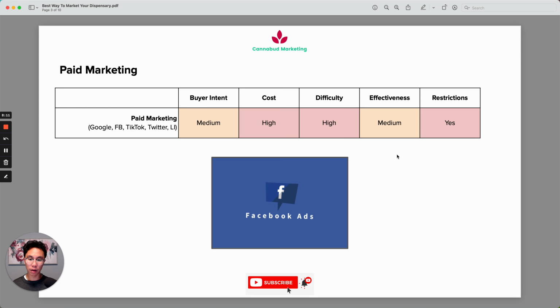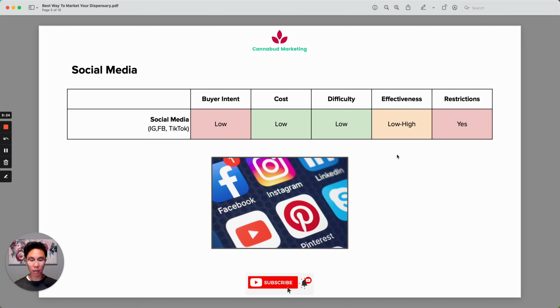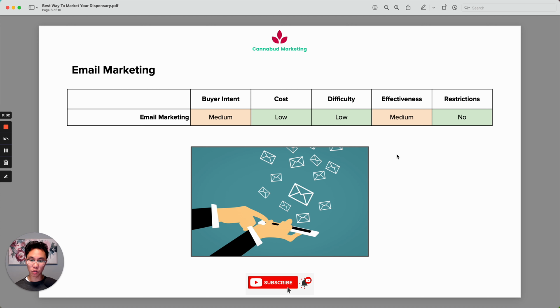The original reason for this evaluation matrix was, how do we allocate our resources to the specific marketing tools that will help us get the sales that we're looking to achieve, right? So paid marketing, traditional media, and social media, very difficult to get the large amount of sales that you would typically be looking for your dispensary. Now this next one, email marketing.